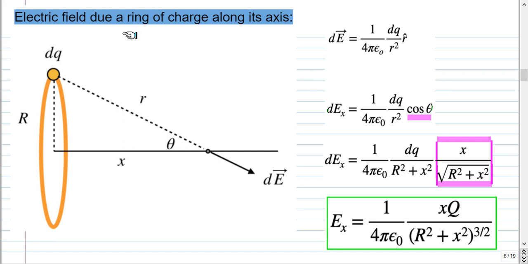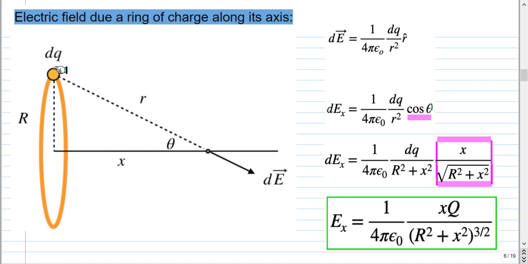Let's consider a specific example of a charge ring. The radius of the ring is capital R. We are finding electric field at points along its axis. So let us choose this point, which is at a distance x from the center of the ring, and let the edge of the ring make an angle theta at this point. To find electric field at this point, we have to find electric field due to an element. So let's take the element here.